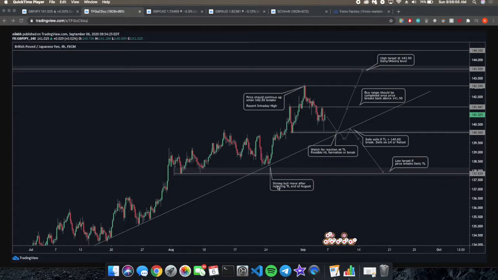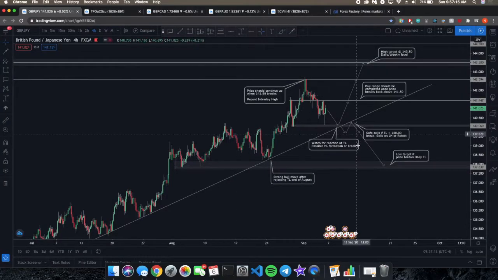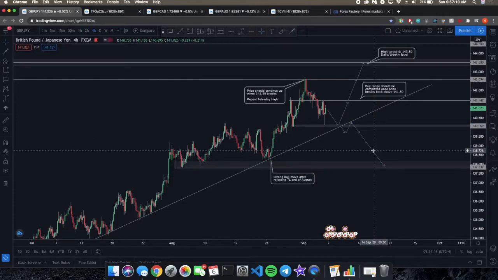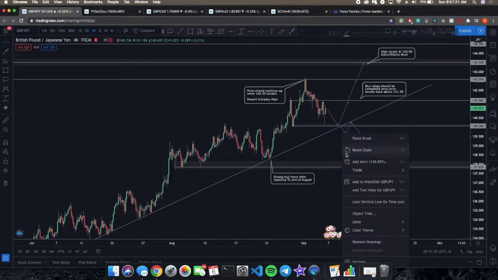We saw at the end of August a strong bull move after rejecting the trend line. So if we see something like this, and then price comes back and taps the trend line, then it's safe buys, right? Okay, so this is pretty much the analysis. We have our targets, these levels that we're going to be playing through. But let me show you how these levels came to exist.